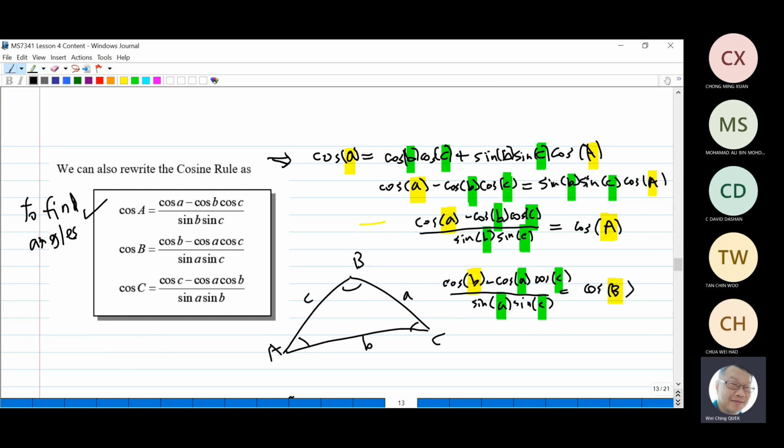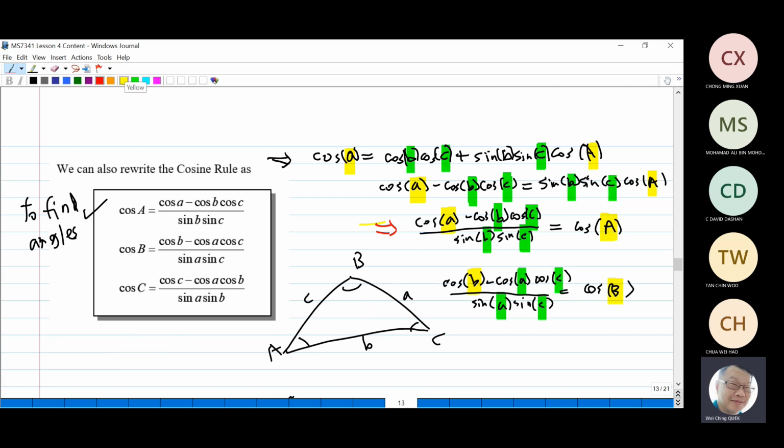Then how do you do the same thing to find angle B? You can change the A to B. Just remember, if you want to find cosine B, you replace A by B and do accordingly. You want to find cosine B there. I look at here.